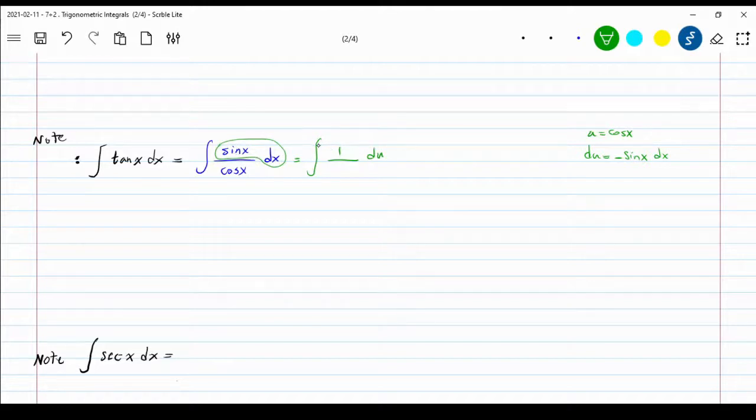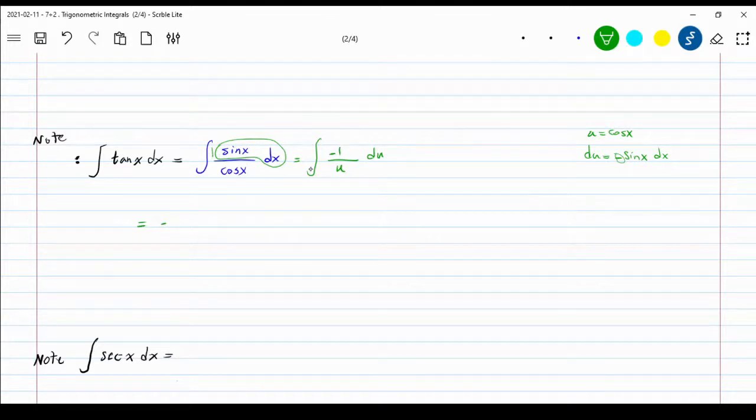I just picked a 1. I left a 1 here, so we know it's 1 times du. Actually, it's supposed to be negative. Sorry, negative 1, because we still have this negative. We require a negative times sine x. And what is the denominator? The denominator is simply u. So you have negative 1 divided by u times du. Okay. Can we calculate this integral?